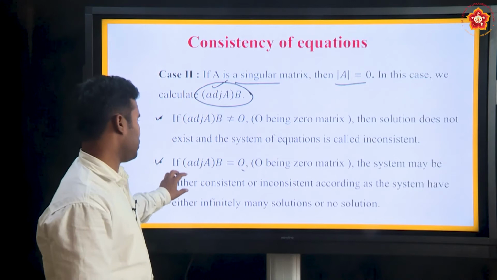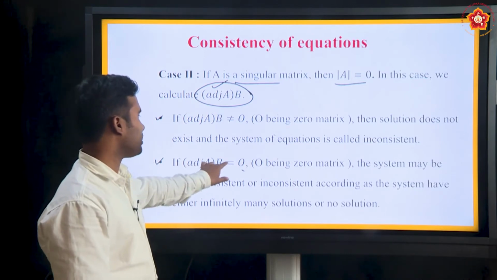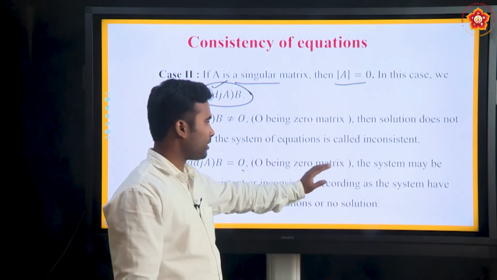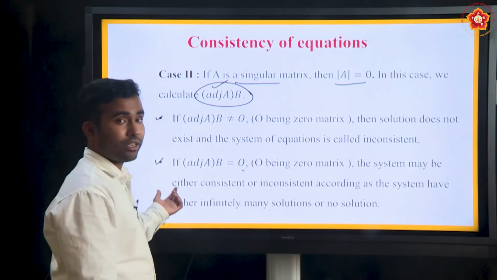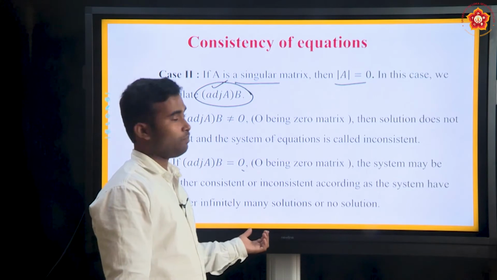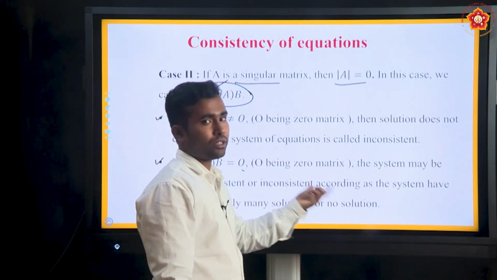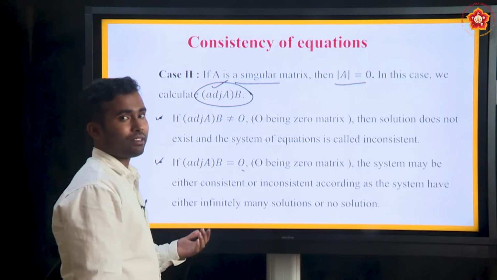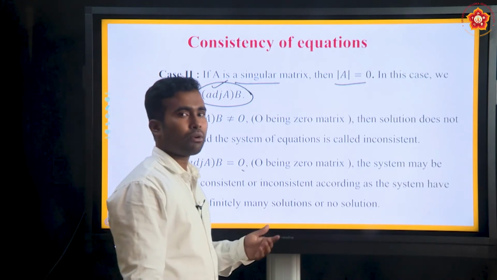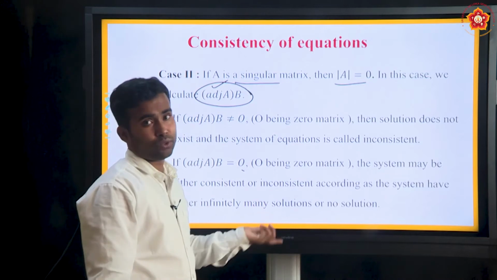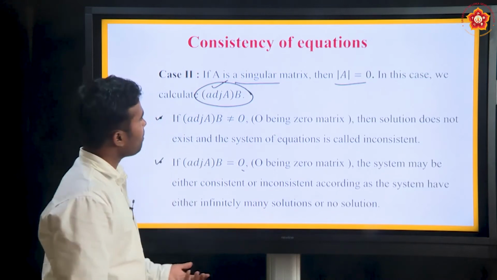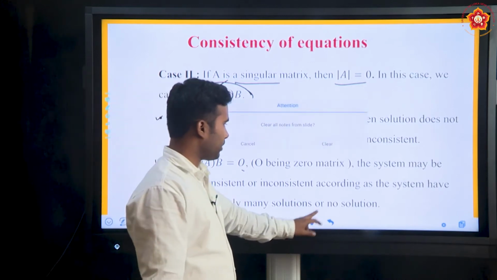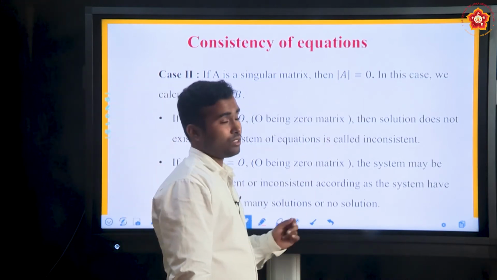Suppose adjoint A into B is equal to O, where O is a 0 matrix. Then the system of equations may be either consistent or inconsistent according to the given system, and it can have an infinite number of solutions or no solution. These are the possibilities, if the matrix is singular and if the matrix is non-singular.